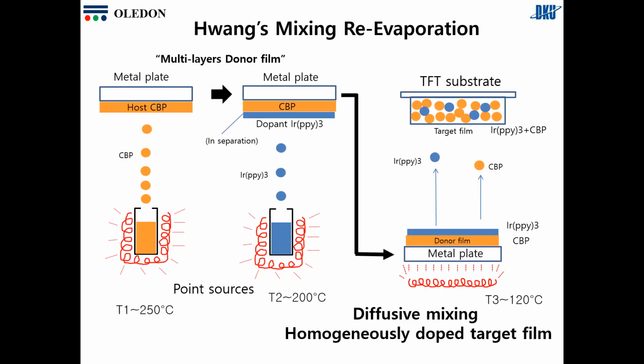Huang's mixing re-evaporation process has been developed for the doping process. The host CBP film and the dopant LP film are separately deposited on the metal plate to re-evaporate. During the re-evaporation process, the LP film molecules and CBP film molecules are diffusively mixing together at a single heating temperature to provide a homogeneously doped target film.